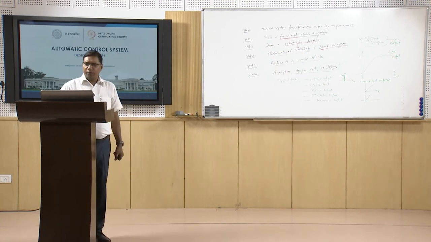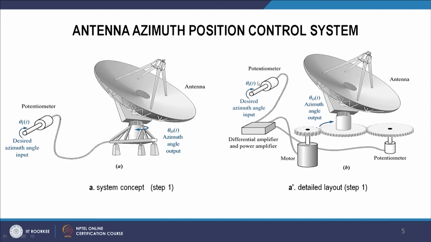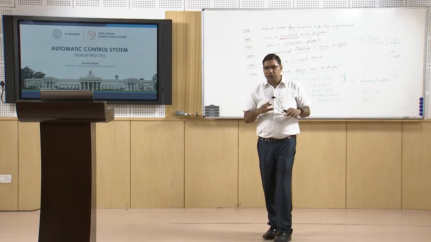So you can see here we have potentiometer, here is potentiometer, then amplifier, power, differential amplifier and power amplifier. Then there is a motor. Then there are the gear systems, and this gear system is connected to the shaft that rotates the antenna. And so the output is coming at the shaft of this middle gear. From this gear, there is another shaft that is connected to potentiometer and giving the feedback to this amplifier. So this is the step one. We try to understand the physical system. We try to express the system as components, physical components.